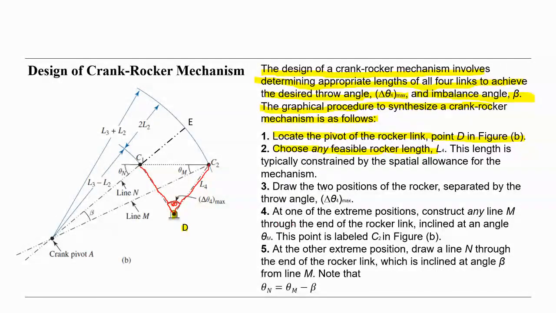And at one of the extreme positions, construct any line M. So this is the line M here. Let's use another color, a line M. Any line M. The angle theta M is important here. We select the theta angle, and this theta angle is with respect to the horizontal line.